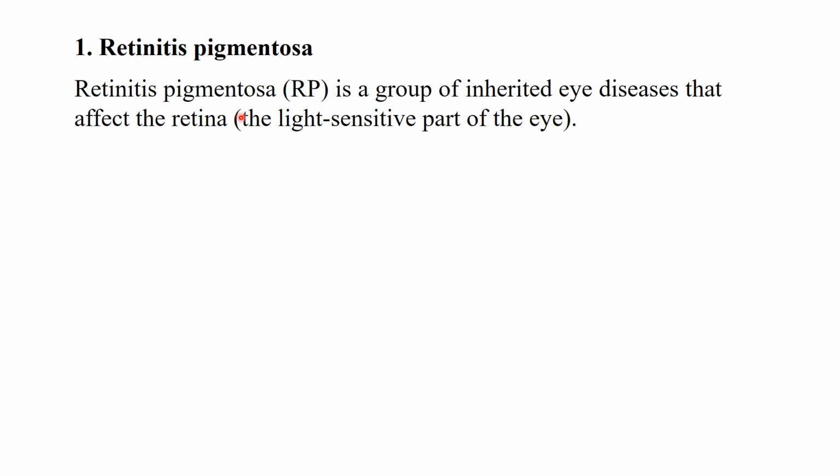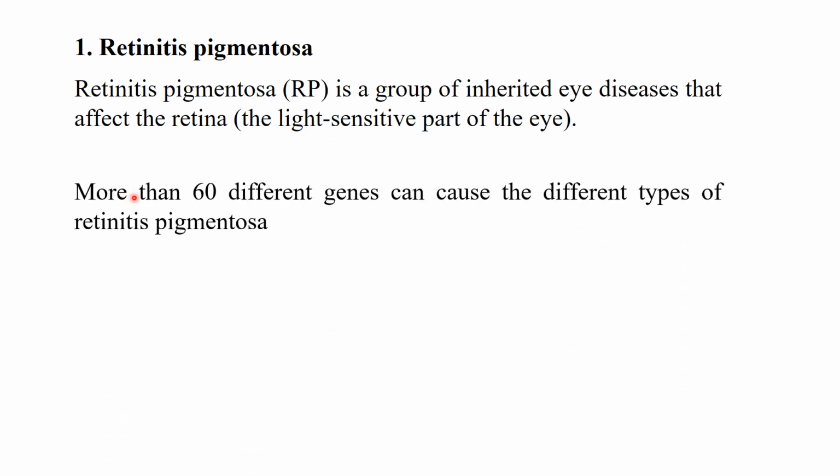Retinitis pigmentosa is a group of inherited eye diseases that affect the retina, the light sensitive part of the eye. As it affects the retina, it is called retinitis pigmentosa. A pigment appears on the retina of the eye, that's why it is called retinitis pigmentosa. More than 60 different genes can cause the different types of retinitis pigmentosa.